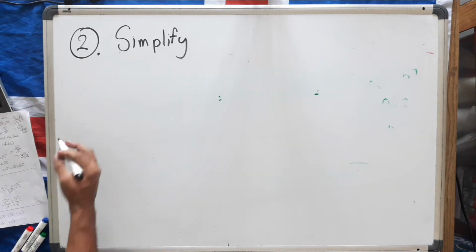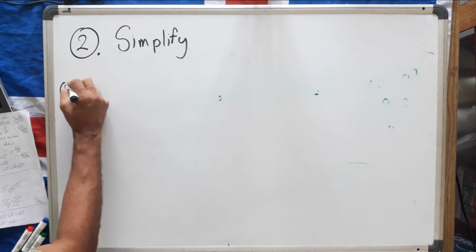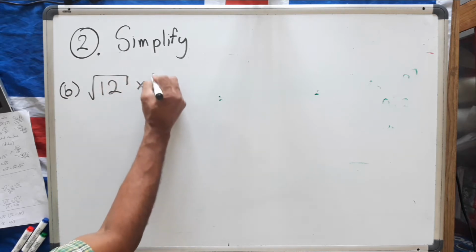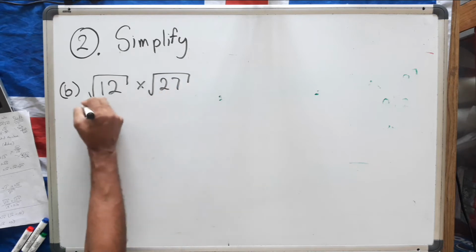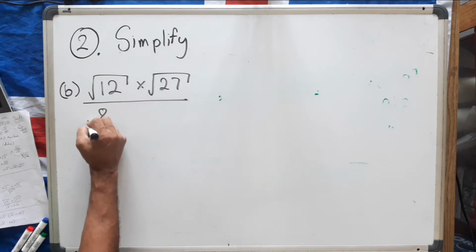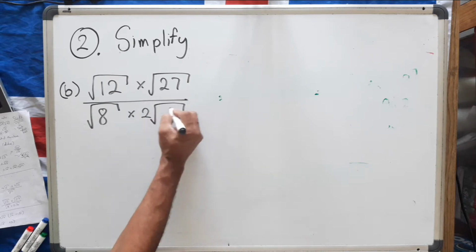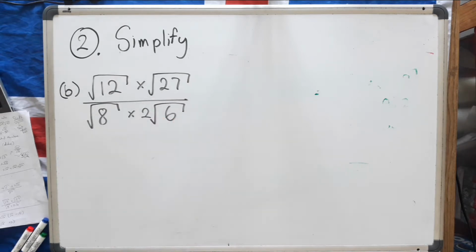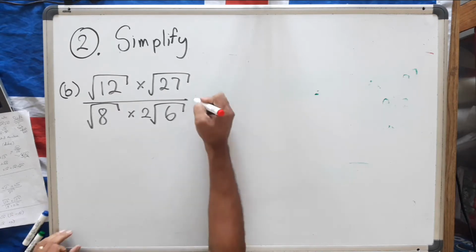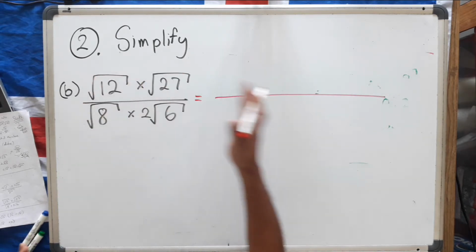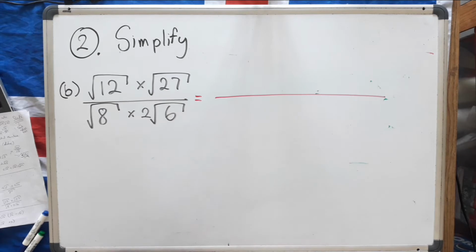B. Let's try the square root of 12 multiplied by the square root of 27, square root of 8 multiplied by 2 square root of 6. Let's try this question here. All right, let's start breaking down these numbers into two numbers. One that can be easily square rooted and one, well, will not be easily square rooted.